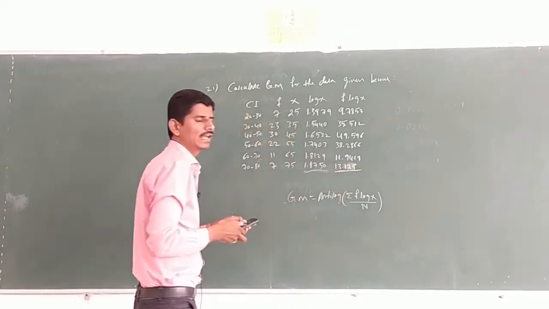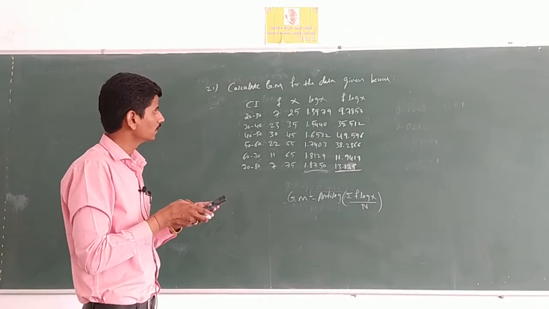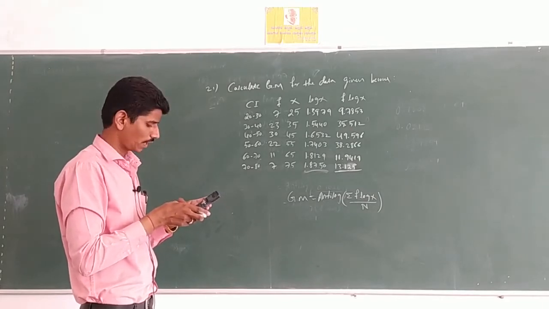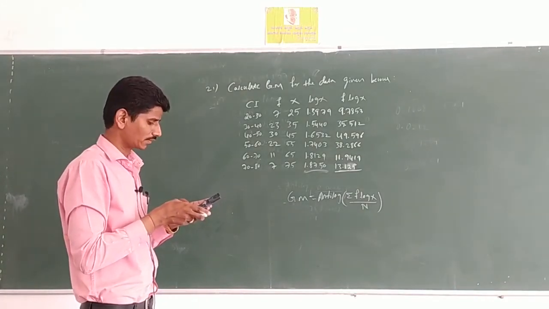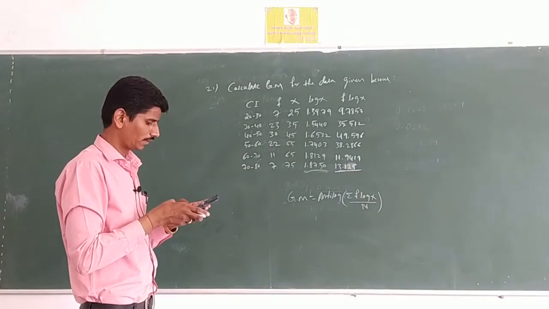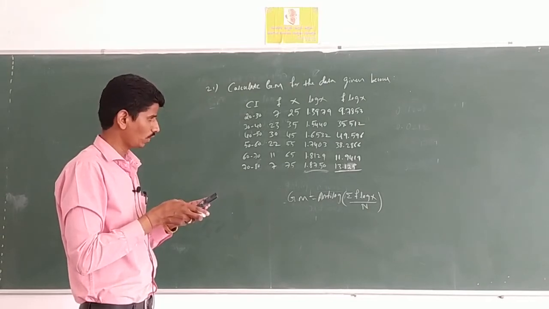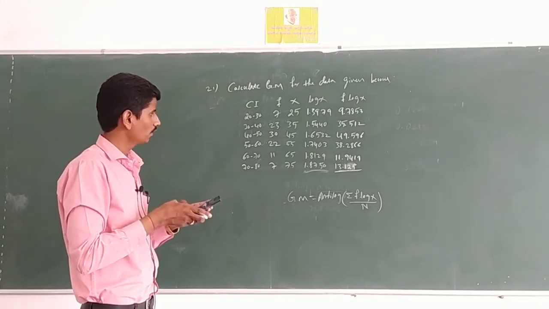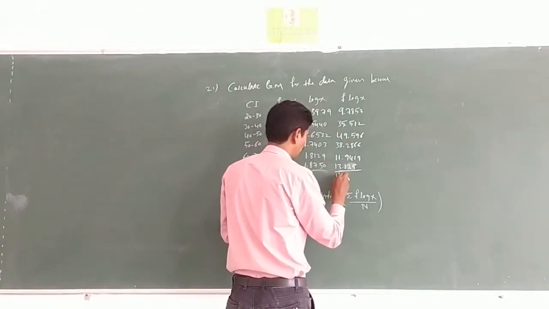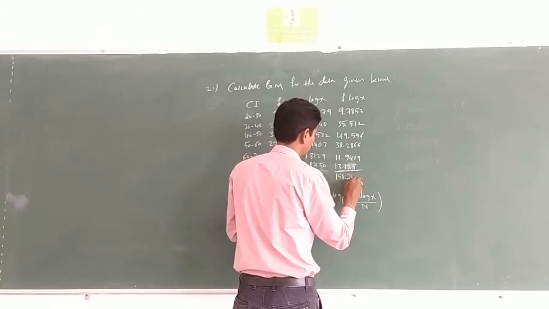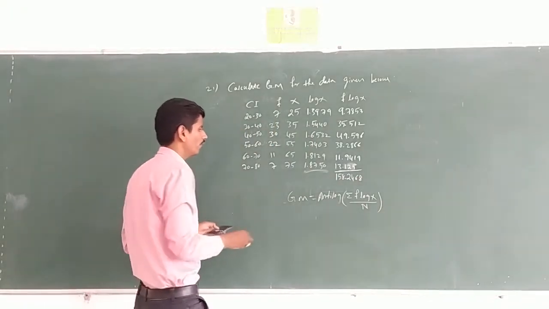Then we want the sum of f into log x, that is 9.7853 plus 35.512 plus 49.596 plus 38.2866 plus 19.9419 plus 13.125. Then we will get 158.2468. The sum of f into log x is 158.2468. Then substitute the values.